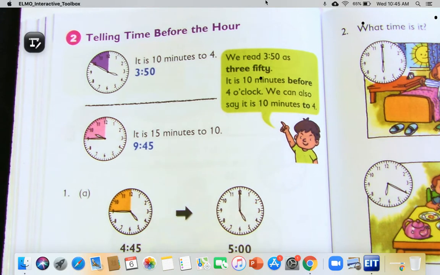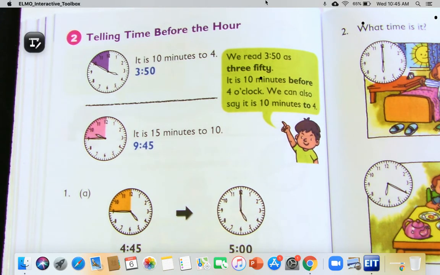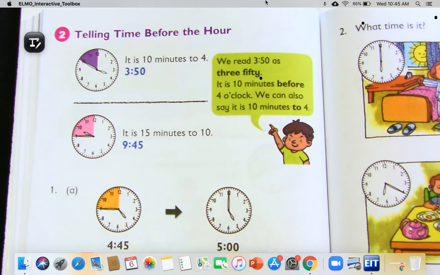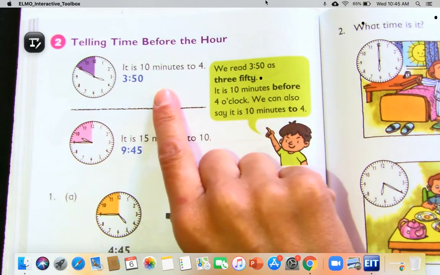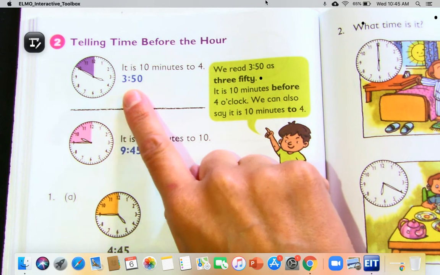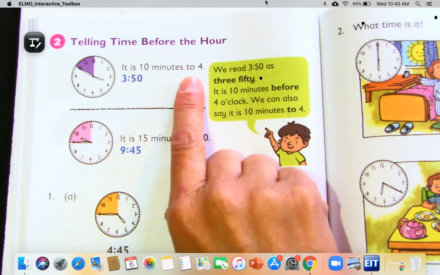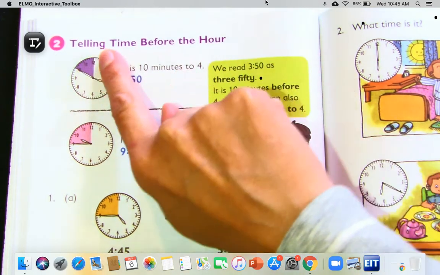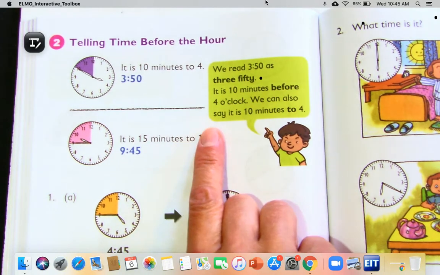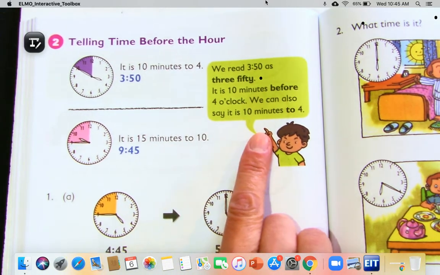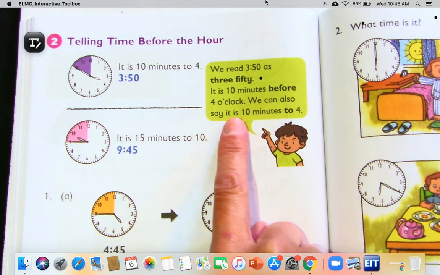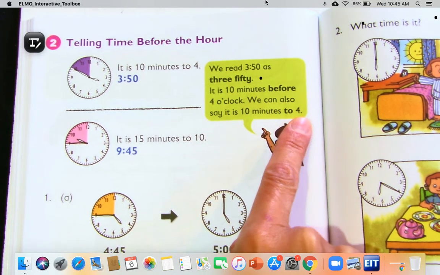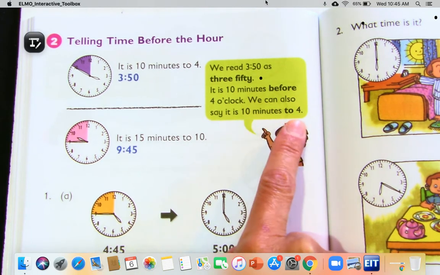Okay, telling time before the hour. So here we go. They've kind of helped us by shading it in here. They're saying at 3:50, we could say it's 10 minutes to 4. And again, in 10 minutes, it will be 4 o'clock. So there are a few different ways we can read it. We can read this 3:50, 10 minutes before 4 o'clock. We can also say 10 minutes to 4, and that means in 10 minutes, it's going to be 4 o'clock.